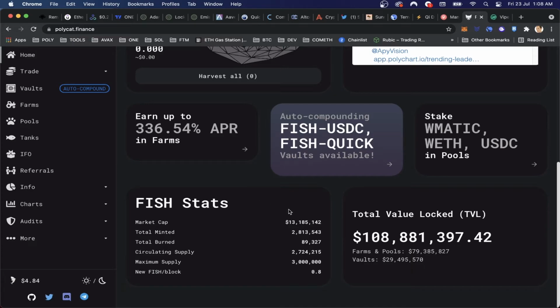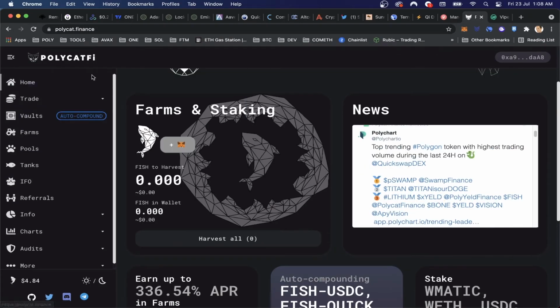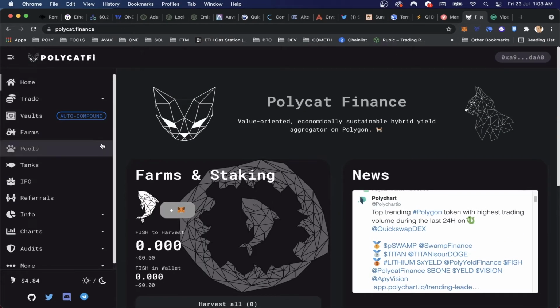So this will be interesting to see if the token actually works as another function, as some kind of yield aggregator or whatever else they're going to do on here. That's going to be really interesting.